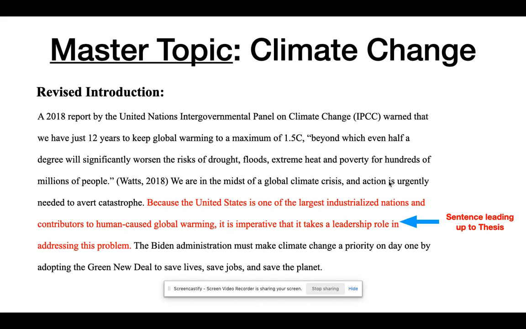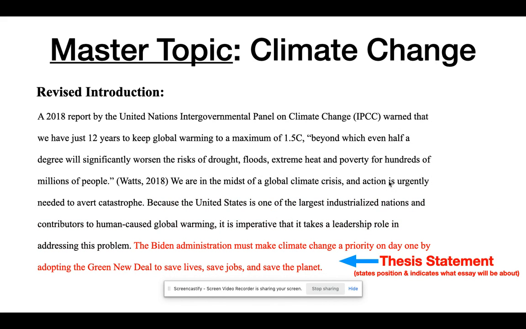is the one that connects the hook with your thesis statement. So we have the sentence, because the United States is one of the largest industrialized nations and contributors to human-caused global warming, it is imperative that it takes a leadership role in addressing this problem. So this is leading up to your thesis, and then the last sentence is when we actually say what the essay will be about. It states the position and the perspective of the writer, and it indicates how you'll be organizing the body of your essay.